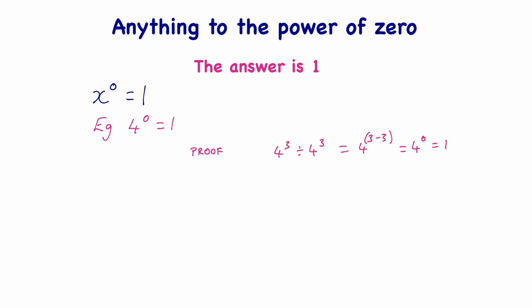So if you write it out like this, you will cancel the 4s on the top and the bottom with each other. And then whenever you times 1 times 1 times 1, you get 1. And 1 times 1 times 1, you get 1. So that's 1 over 1, which is 1. Or you can look at it as 4 cubed divided by 4 cubed. When you divide something by itself, the answer is always 1.